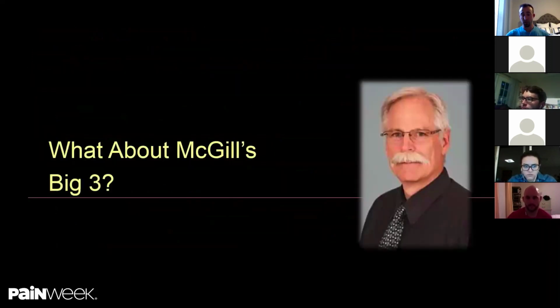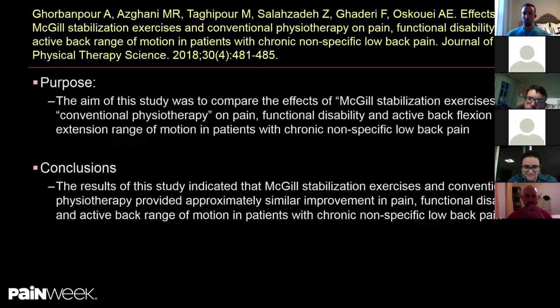So what about the mustache? What about McGill? Some good research conducted here comparing McGill's big three to general conventional physiotherapy, and they looked at pain, functional disability, and active back range of motion in patients with chronic non-specific low back pain. This was just published a couple of months ago.